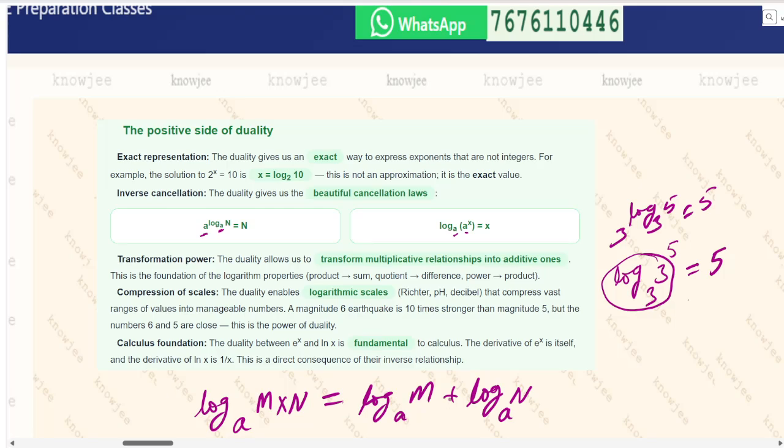Then we have comparison scales, like when an exponential term has a log put on it, it will be compressed. And the application is in calculus. Vast application in calculus.